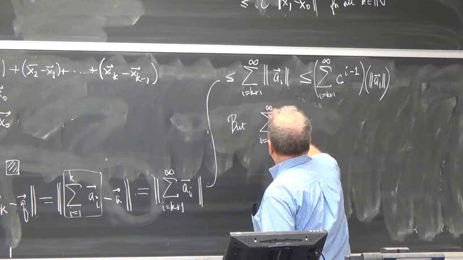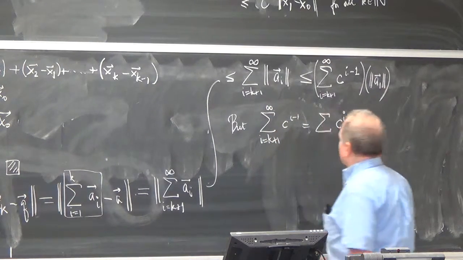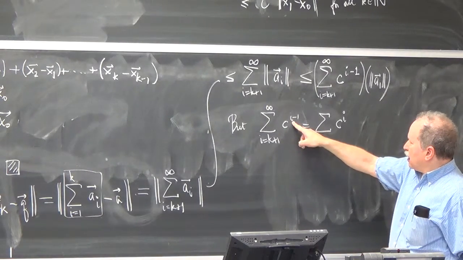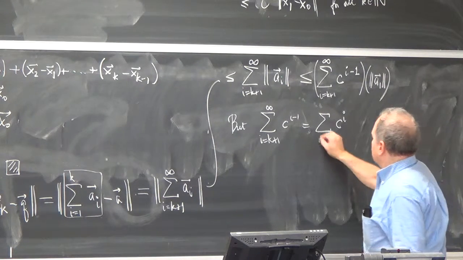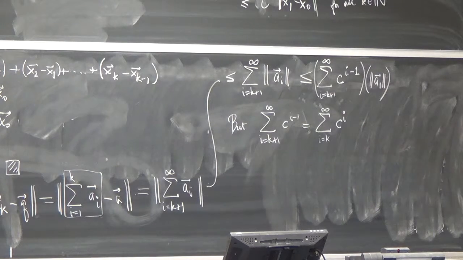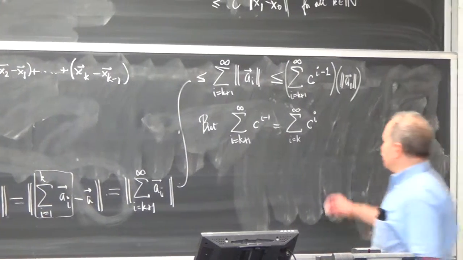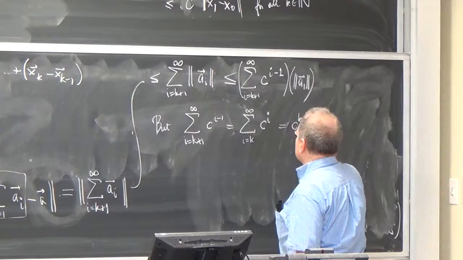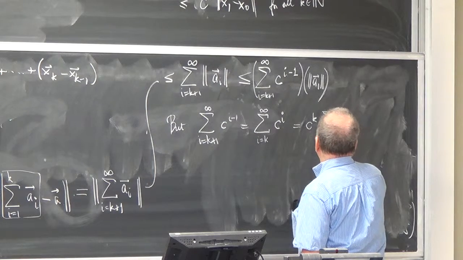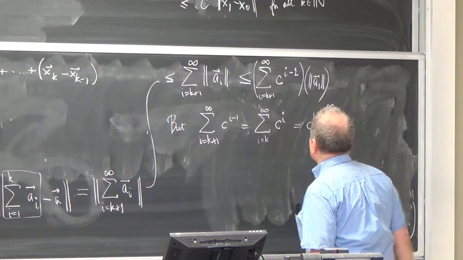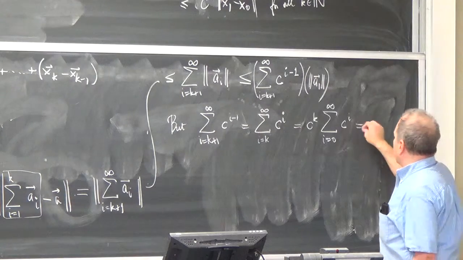This is the same as re-indexing. If i starts at k plus 1, what does i minus 1 start at? So we're just saying, what do you get if you add up the powers of c starting at c to the k? Remember doing this in high school or in Calc 2? You can pull out a c to the k, and then what you're left with is the whole geometric series, which you know converges to 1 over 1 minus c.